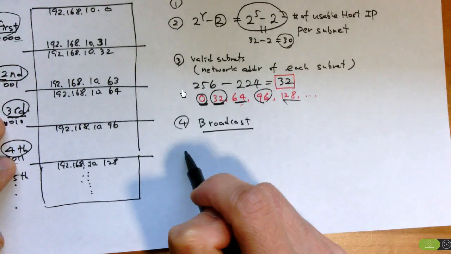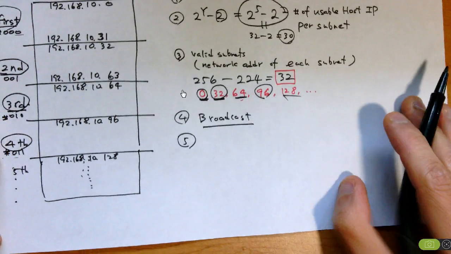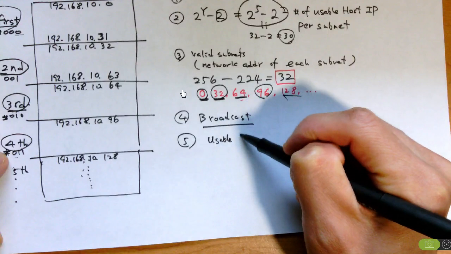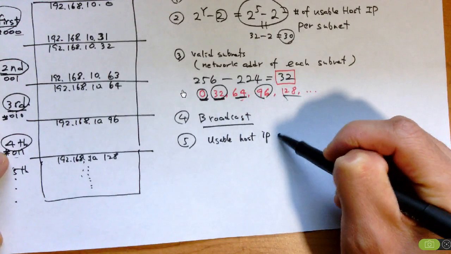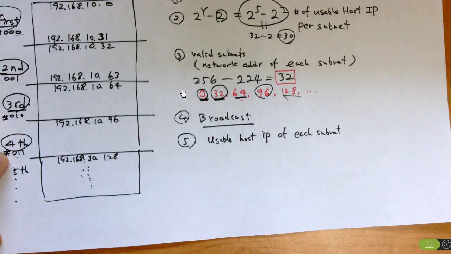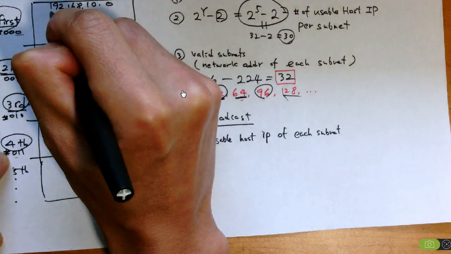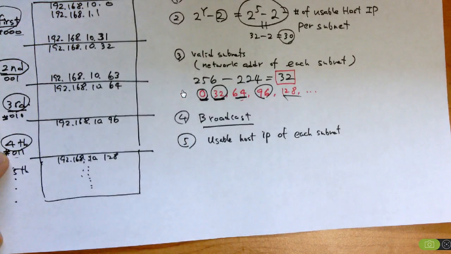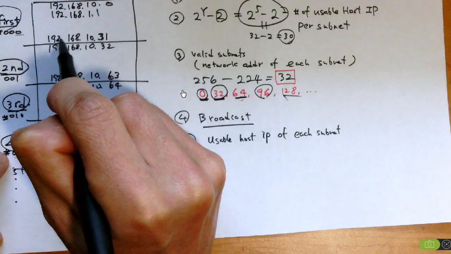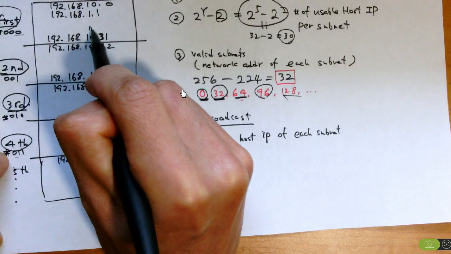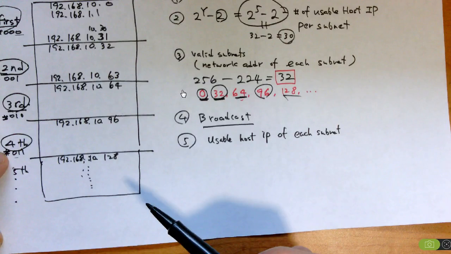And then number 5, now is about usable host IP addresses of each subnet. So for example, what is the first usable host IP address of the first subnet? It is 192.168.10.1, right? The last usable host IP address of the first subnet is 192.168.10.30. That's the last usable.